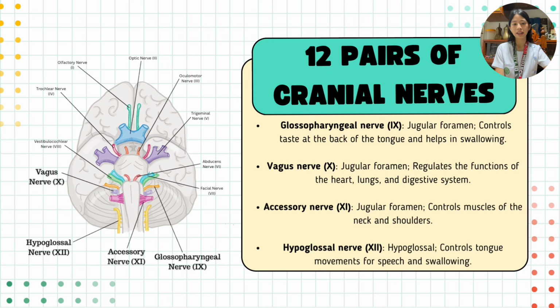It is located in the hypoglossal canal and controls tongue movements for speech and swallowing. For example, when you stick your tongue out or move it to say words clearly. It also helps push food down while swallowing.